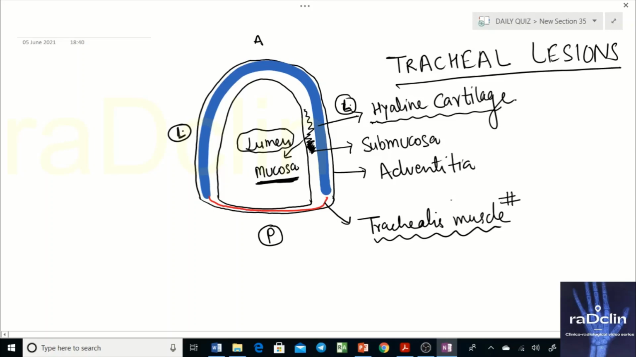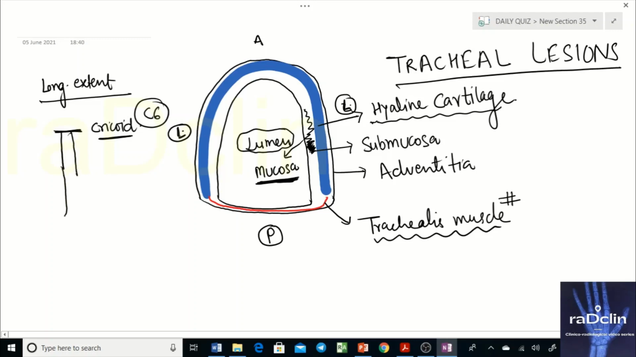So by the nature of its anatomy, the trachea has incomplete rings of cartilage. If I ask you the longitudinal extent of the trachea, it starts just below your cricoid cartilage. If this is the point of the cricoid cartilage, the trachea starts here. The cricoid cartilage, if I'm not wrong, is at the level of C6.